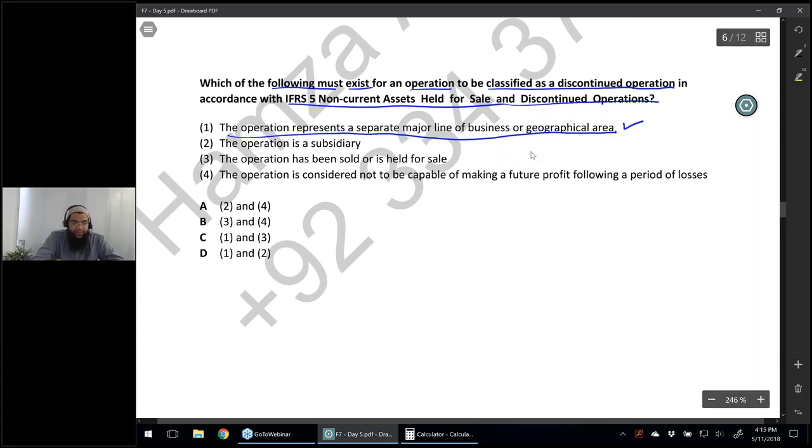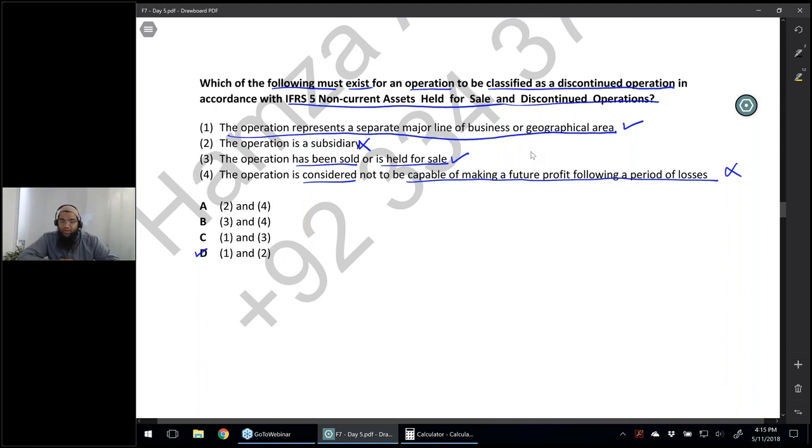The operation is a subsidiary. Is it necessary to be a subsidiary? Obviously not. The operation has been sold or is held for sale. Yes, either it should be sold or it should be held for sale to be classified under IFRS 5. The operation is considered not to be capable of making a future profit following a period of losses. So is it necessary that I'm going to sell a segment which is in losses? Obviously not. I can even sell a segment which is in profits if I'm getting a good amount. So your correct answer is actually 1 and 2, which is option number D. So option D is the right answer in this case.